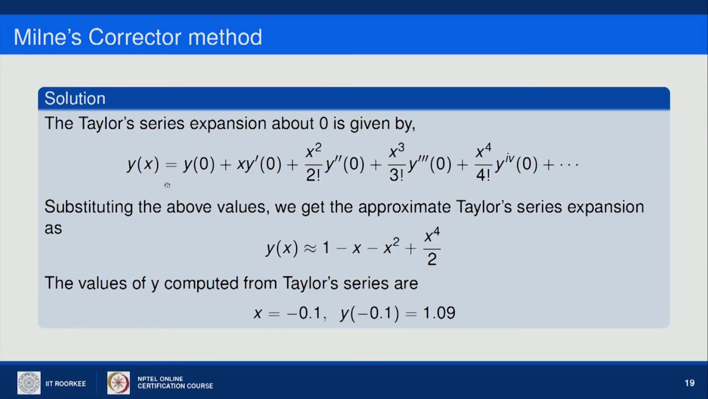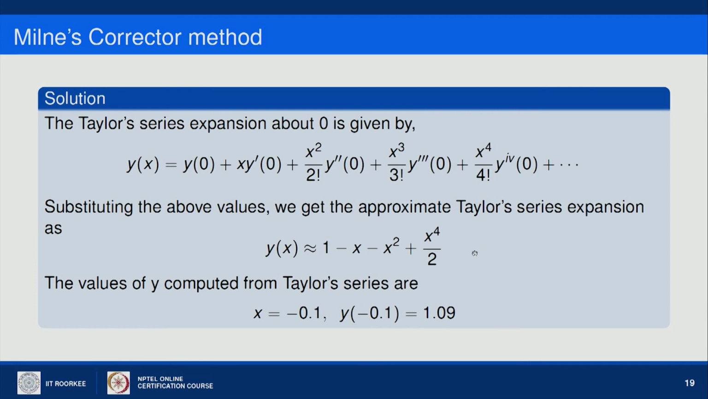So y(x) can be written as y(0) plus x times y prime(0) plus x square upon factorial 2 y double prime(0) and so on. So substituting all these values, I will get y(x), which is approximately equal to 1 minus x square plus x raised to power 4 upon 2.